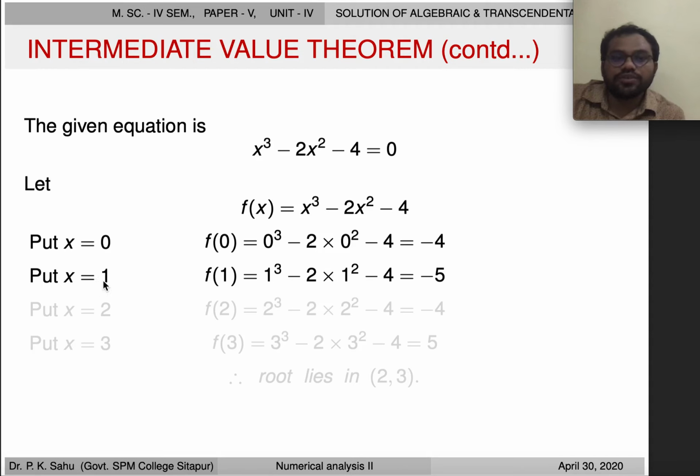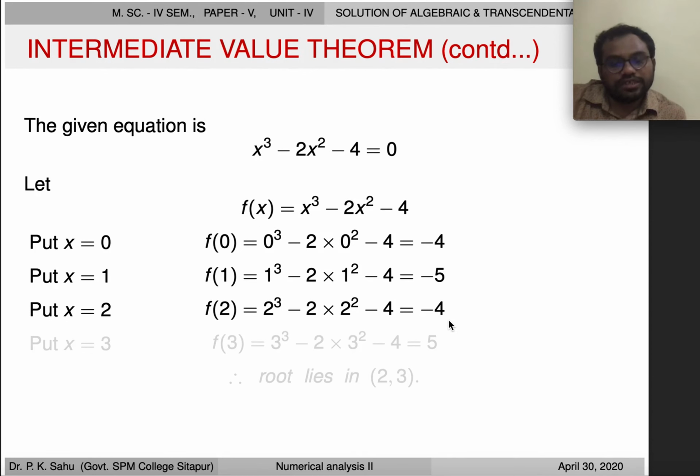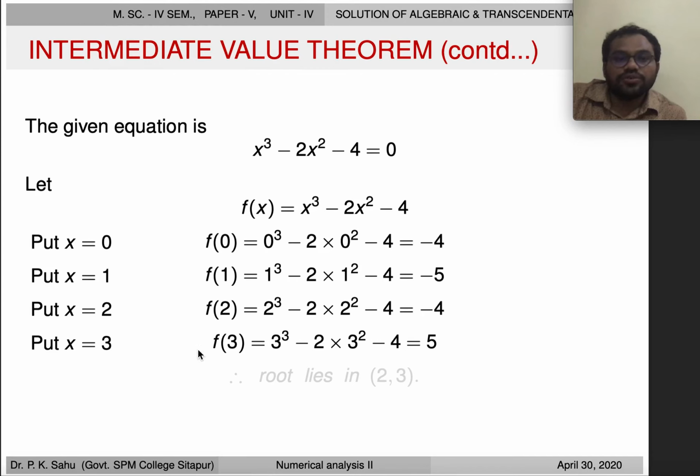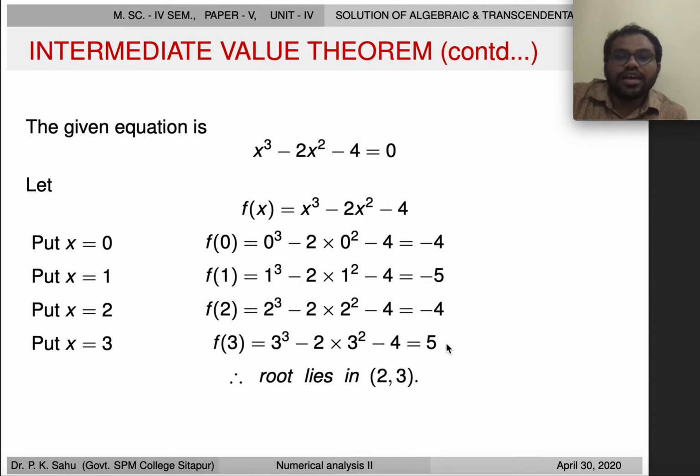It is a negative number. Next we will take x is equal to 1. Then f of 1 is equal to minus 5. It is again negative. Now we will take x is equal to 2. Then f of 2 is equal to minus 4, which is again negative. Then we will take x is equal to 3. Then f of 3 is equal to 3 to the power 3 minus 2 into 3 square minus 4, which is equal to 5, which is positive. So we have f of 2 negative and f of 3 positive. So our root lies in between 2 and 3 from the intermediate value theorem that we have seen.